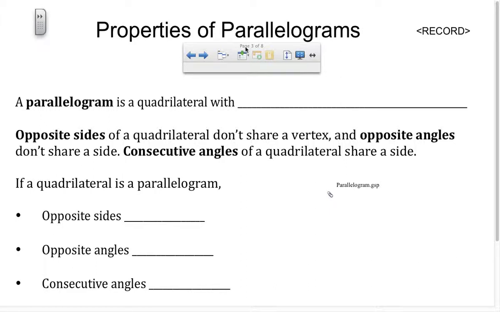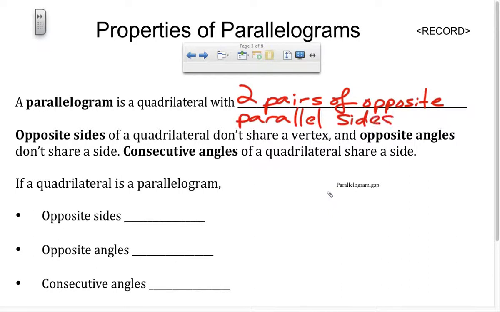What do you think a parallelogram is? Parallelogram. Absolutely. A parallelogram is a quadrilateral with two pairs of opposite parallel sides. Okay, make sure that you're clear on the vocabulary. Opposite sides are sides that don't share a vertex.